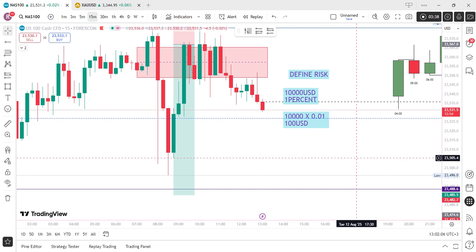Now, you need to determine your stop loss, in pips, points, or maybe dollars. Your stop loss is supposed to be defined based on the market structure, not based on how much money you want to make or lose. It should be based on market structure.